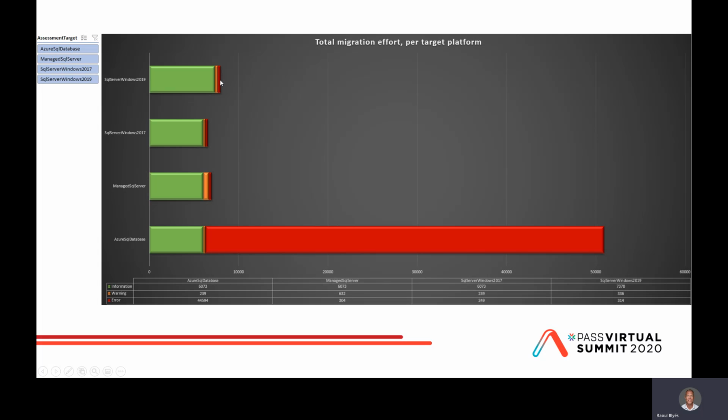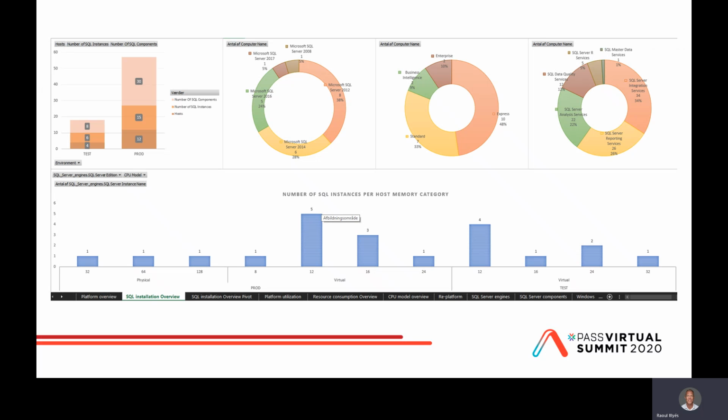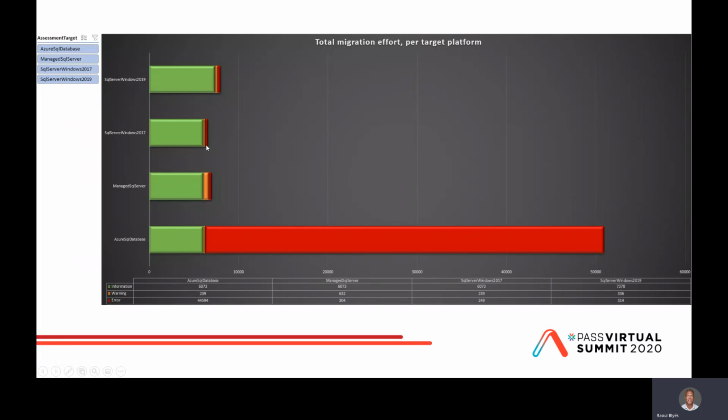So very few errors within the SQL Server 2019. The same goes when we look for 2017, SQL Server 2017. And also true when we look for the managed SQL Server or the managed instance in Azure. Very few errors keeping us from migrating these types of workloads to that platform.